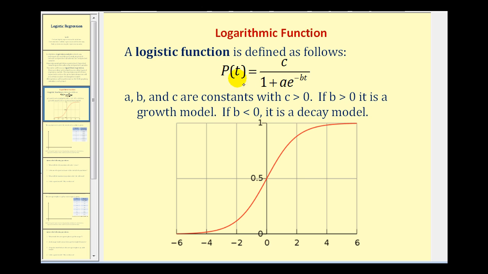A logistic function is defined as we see here, where a, b, and c are constants. If b is greater than 0, we have a growth model, and if b is less than 0, we have a decay model. So pictured here in red, we have a logistic growth model. If our scatter plot fits the pattern of this curve, logistic regression would be a good choice to model the data. Let's take a look at some other variations of the logistic curve.